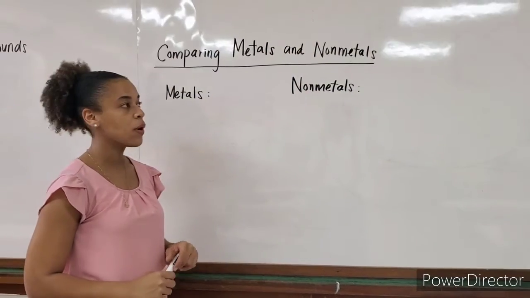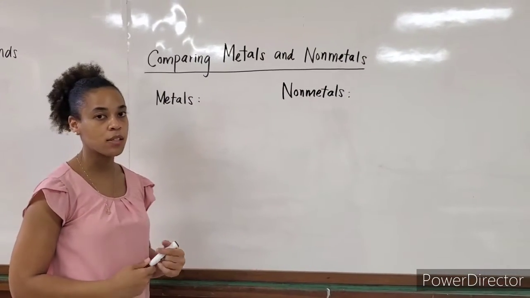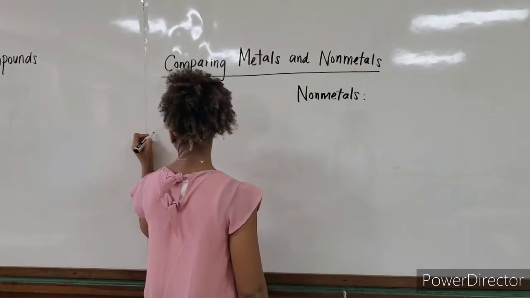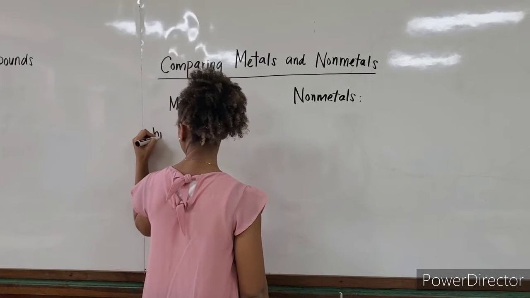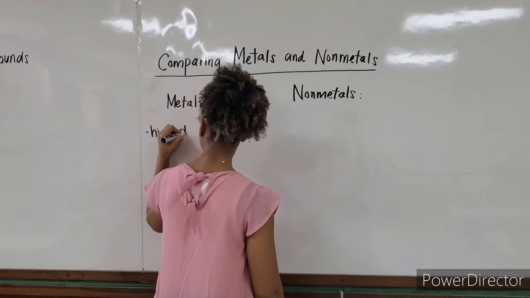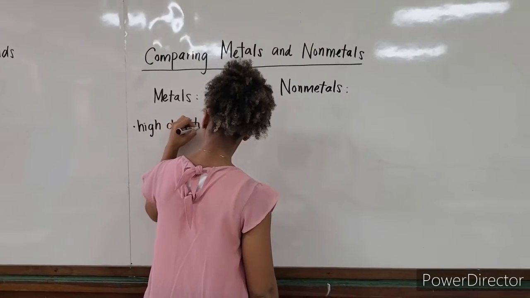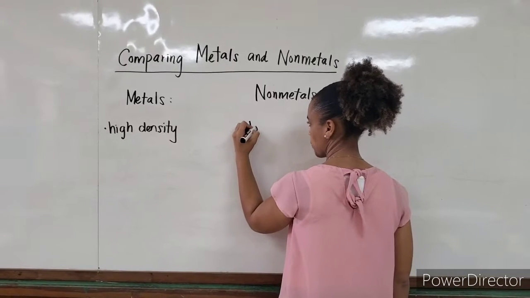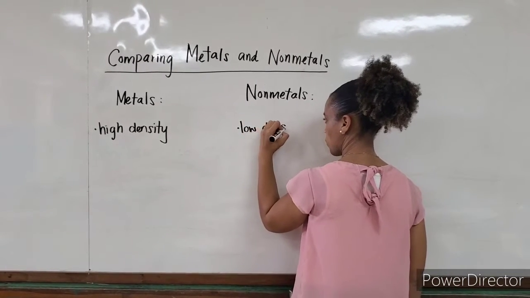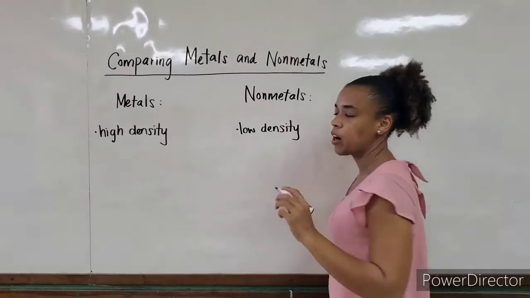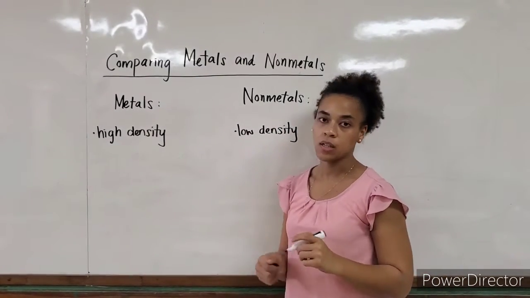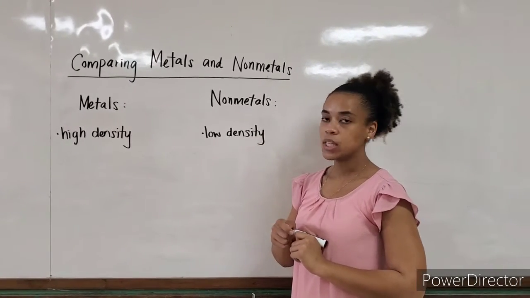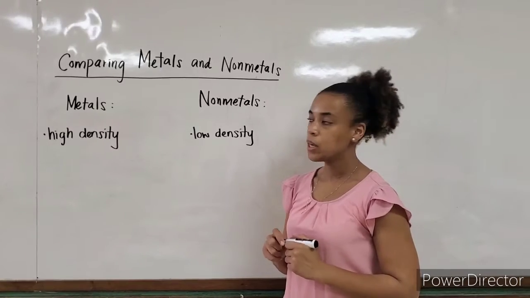Good day, students. Today we're going to be comparing our characteristics of metals and nonmetals. So first, for metals, we have metals that are high density substances. Our nonmetals are low density. Now, there are a few exceptions to this in the case of metals, such as aluminum, which has a low density, and this characteristic gives it the quality of being used in aircraft.